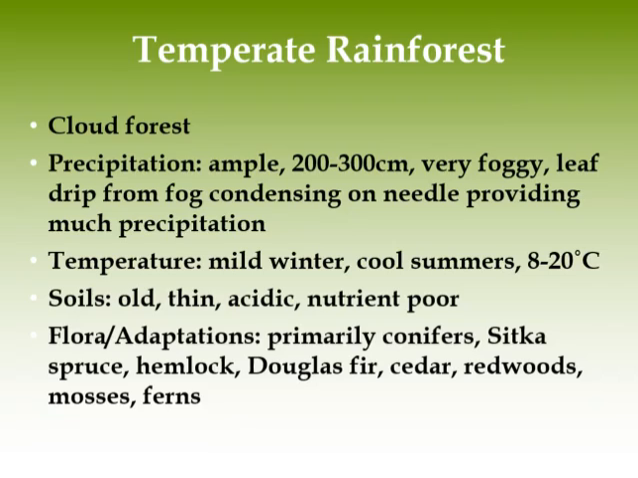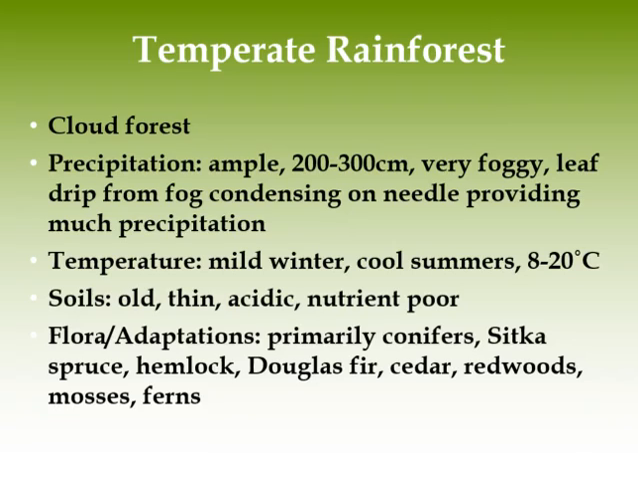Now we are moving to temperate biomes. The temperate rainforest, also known as a cloud forest, is an unusual biome and only found in a few locations around the world. This biome can be found in Washington State on the Olympic Peninsula. It is characterized by high precipitation rates. It is often very foggy, which is why it is called a cloud forest. Due to its coastal location, the winters are mild and the summers are cool. The soil is old, thin, acidic, and nutrient poor.